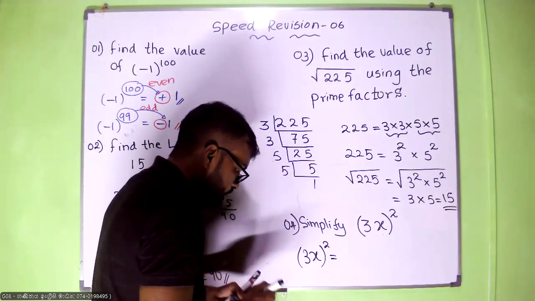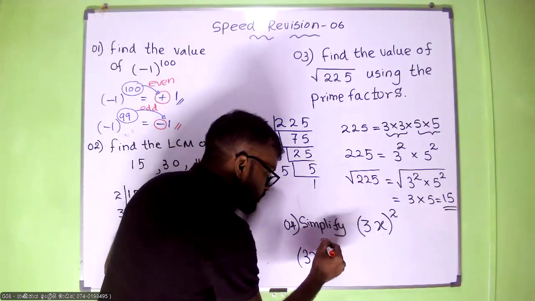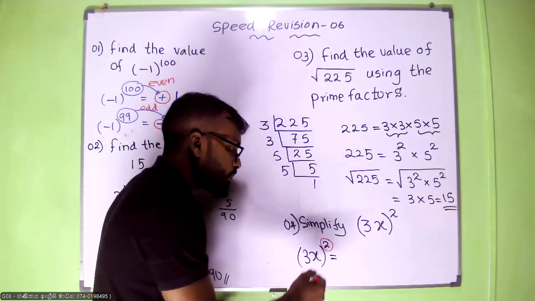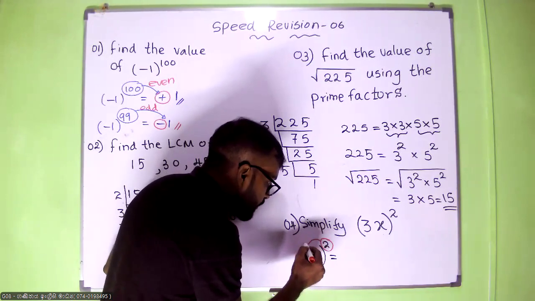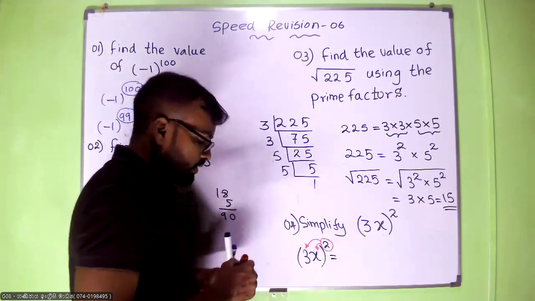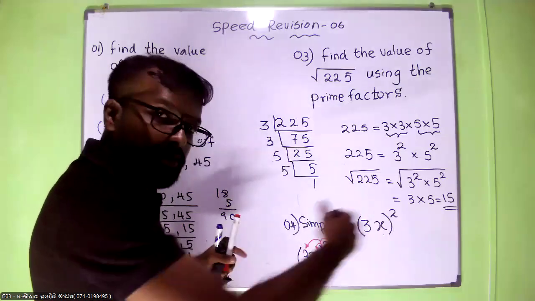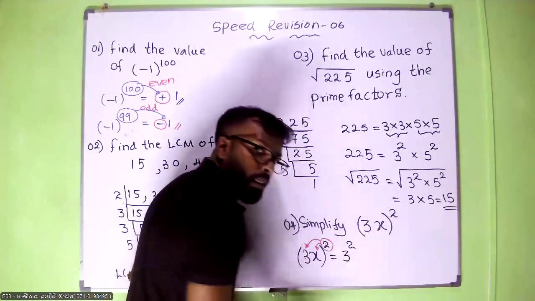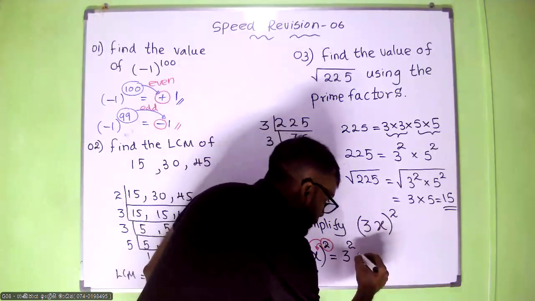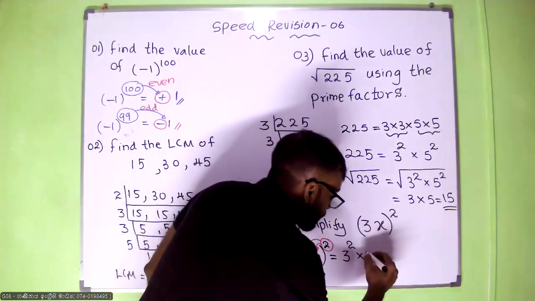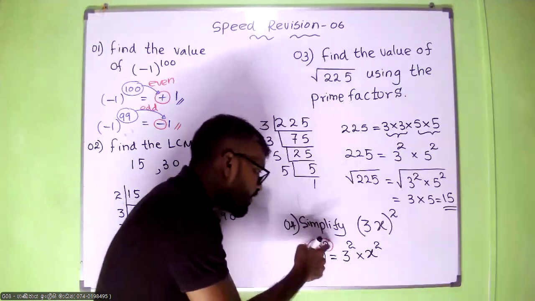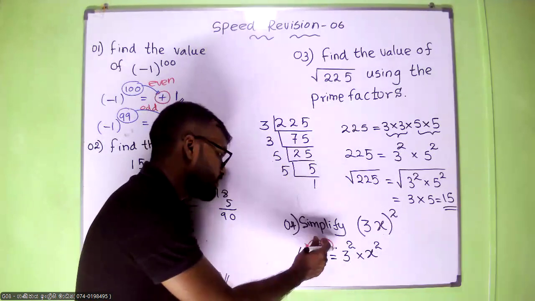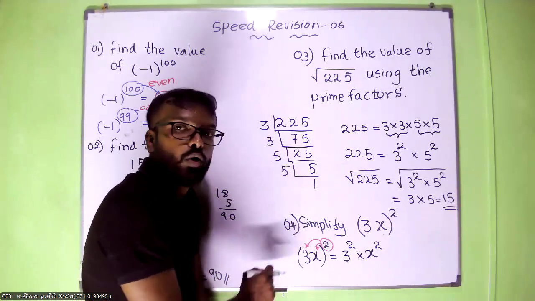Because this 2 is common, that is the meaning of this bracket, it is common for the number 3 and common for x. So I can expand this: 3 to the power 2, multiply x to the power 2, because this power 2 is common for term 3 and term x. That is the simple way.